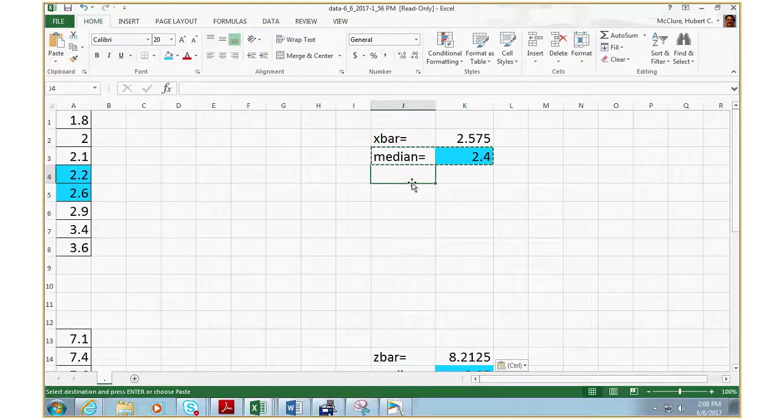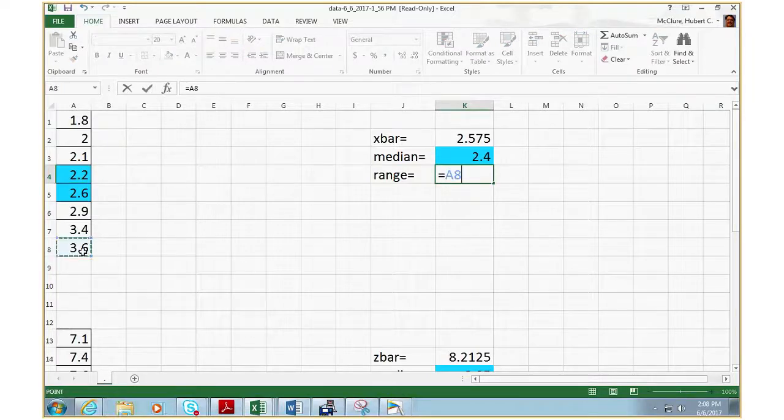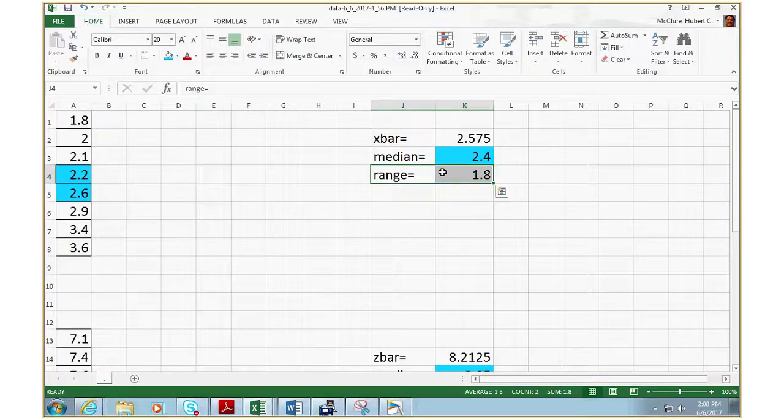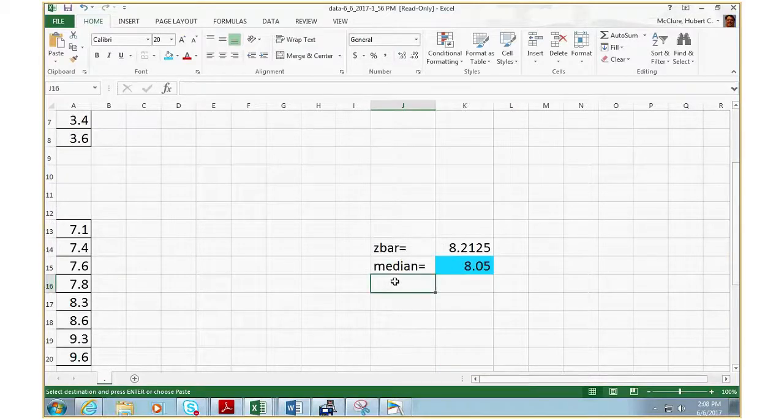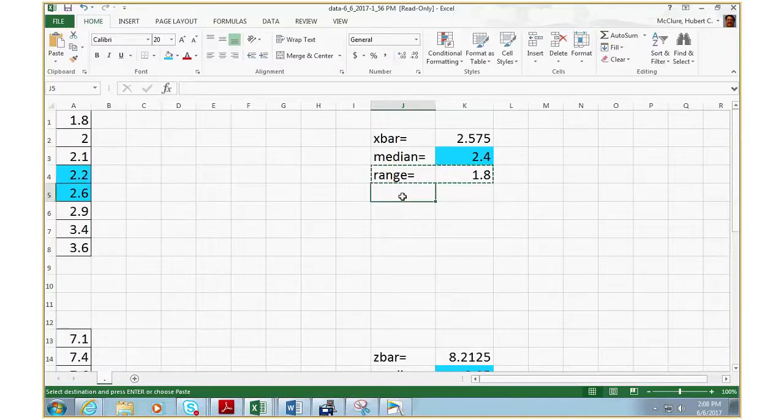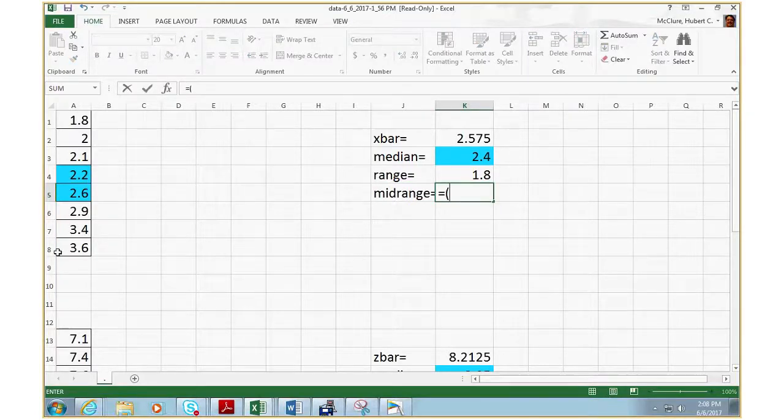I don't really care about the mode in this problem. And plus it has a decimal, so it's going to be hard to get a mode. Variance or range: range is equal to the highest minus the lowest. Mid-range is highest plus lowest divided by 2.